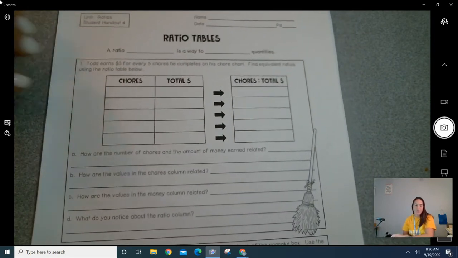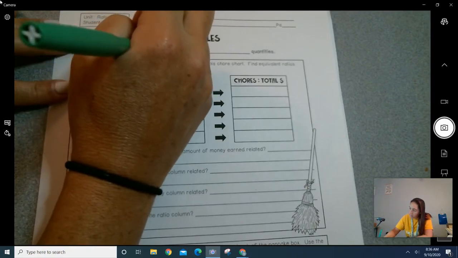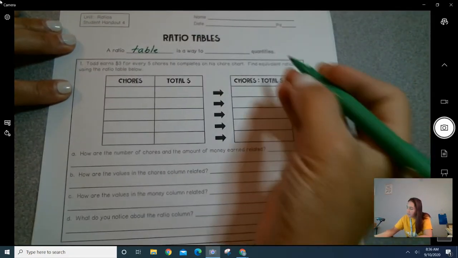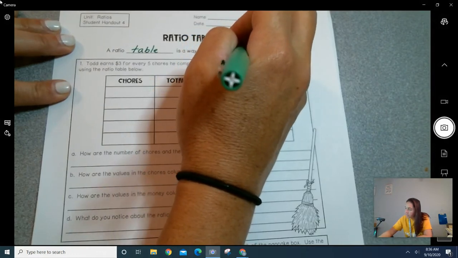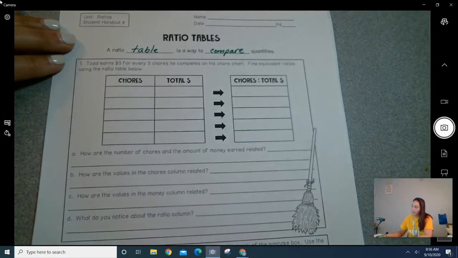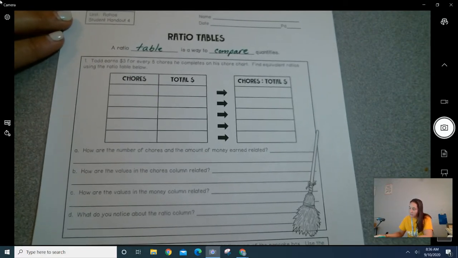All right, so let's get started from the top. First of all, a ratio table is a way to compare quantities. So if we look at number 1, it says Todd earns $3 for every 5 chores he completes on his chore chart. Find equivalent ratios using the ratio table.